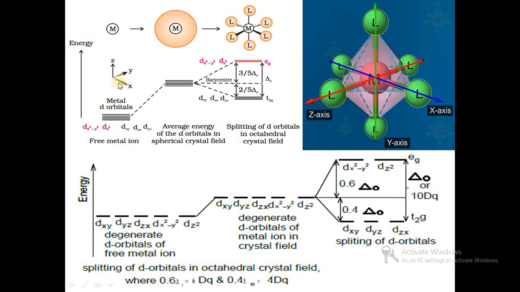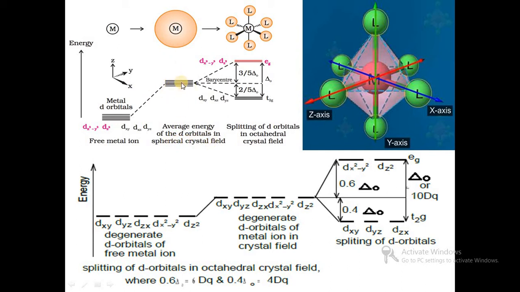Now we will see the first diagram. Initially we have the free metal ion. Initially all d orbitals have the same energy, that is dx square minus y square, dz square, dxy, dxz and dyz. So this is a free metal ion without any interaction with the ligand. But when ligands approach the metal, in the case of an octahedral complex, 6 ligands are available. When these 6 ligands approach the metal, the energy of the d orbitals is increased. This is the average energy of the d orbitals in a spherical crystal field.